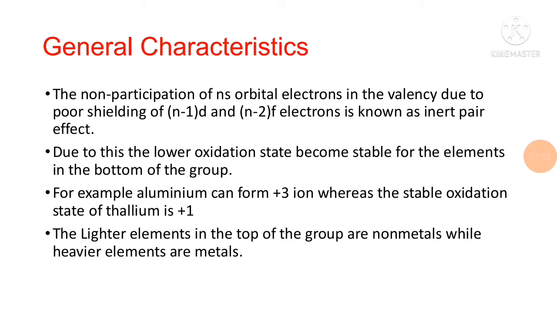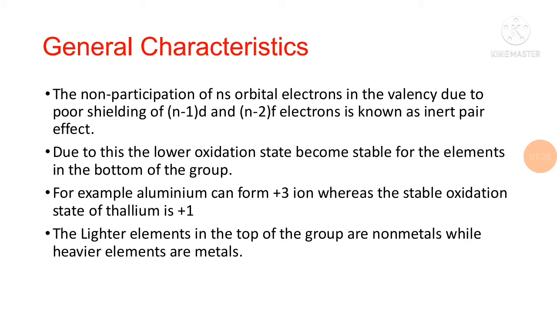This is because as atomic number increases, the ns2 electrons fail to participate in chemical bond formation. Hence, bonds are formed only from p orbitals. That is, the non-participation of ns orbital electrons in the valence shell is due to poor shielding by (n-1)d and (n-2)f electrons. It is known as the inert pair effect.